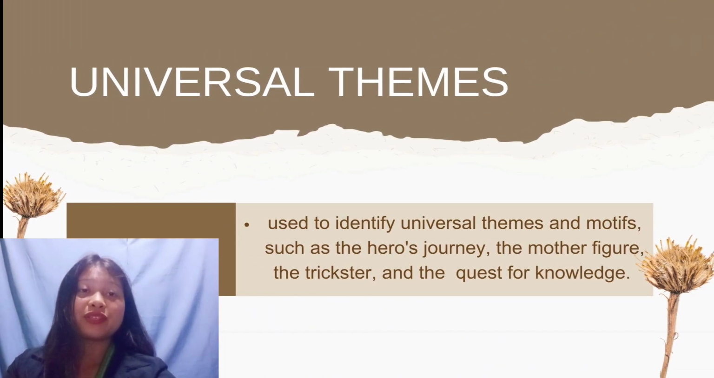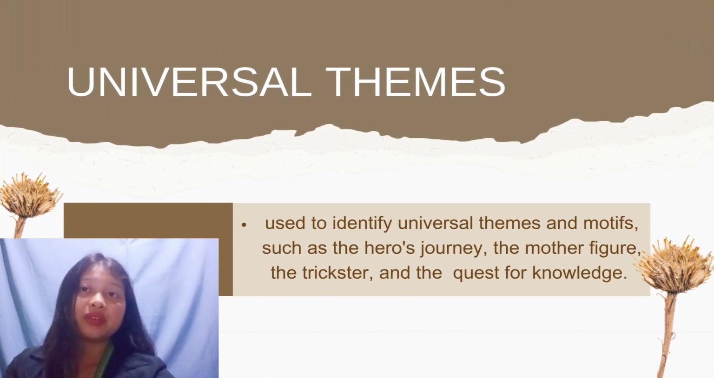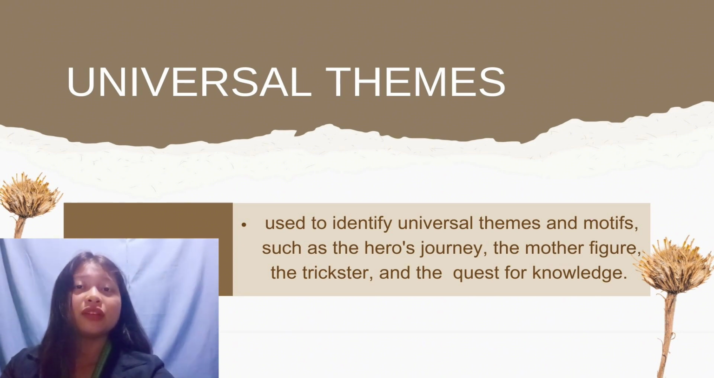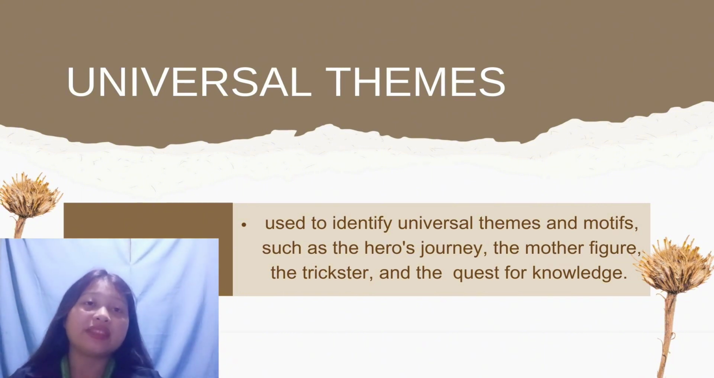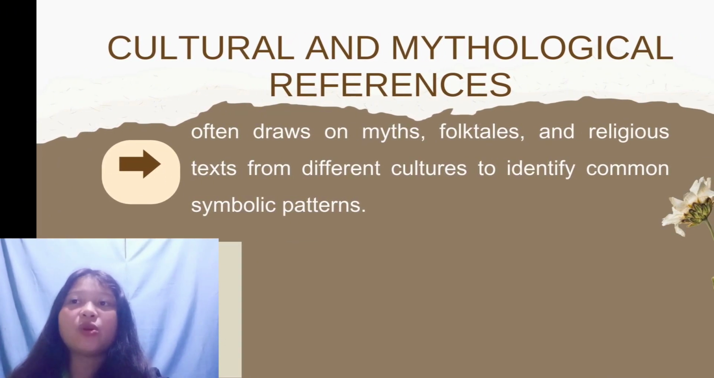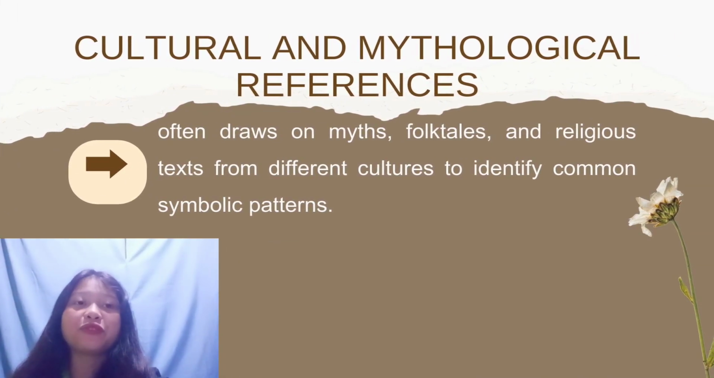Third is the universal themes. Archetypal theory is used to identify universal themes and motifs such as the hero's journey, the mother figure, the trickster, and the quest for knowledge. So in simple terms, archetypal theory is used to identify themes and motifs that resonate with readers from various cultural backgrounds. Fourth is the cultural and mythological references.